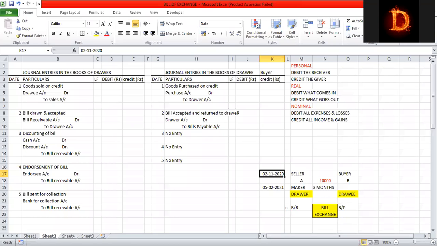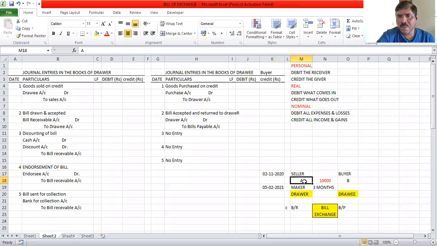Now, sir, Mr. A is selling goods to Mr. B. So A is the seller, B is the buyer. The seller sold goods. The seller is called the drawer and the buyer is called the drawee, because the seller is making the bill of exchange. Therefore, he is called the maker. The maker of the bill is called the drawer.